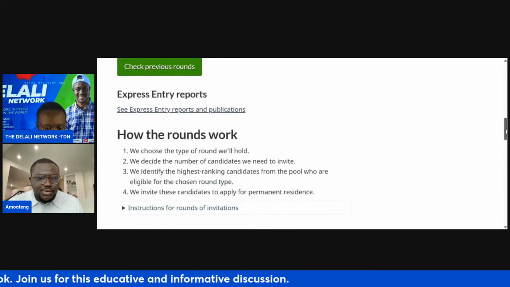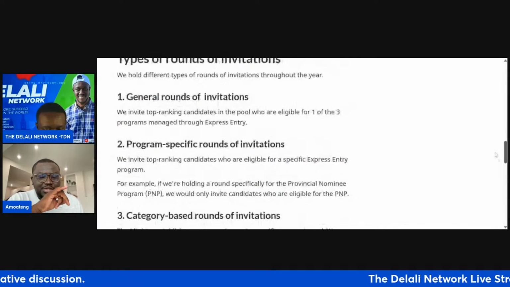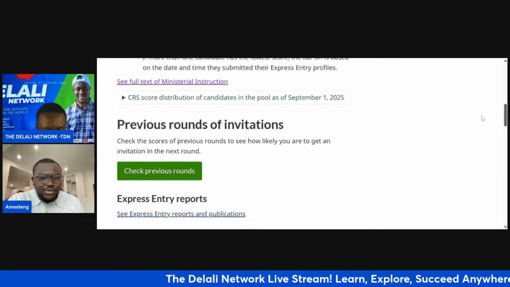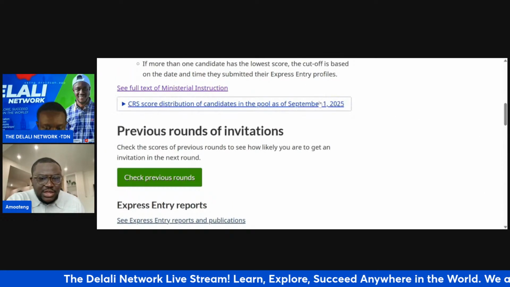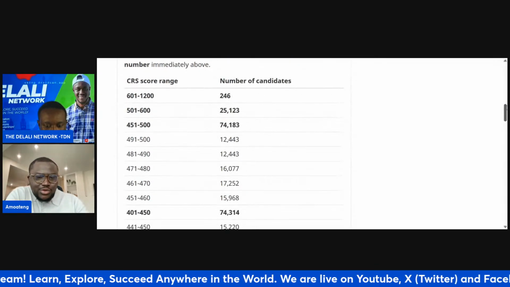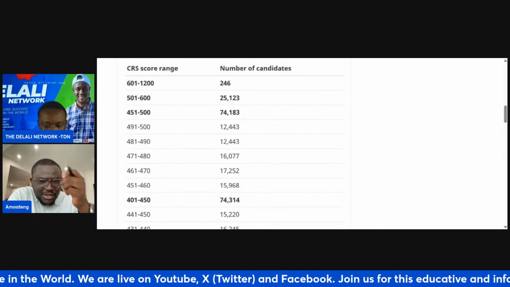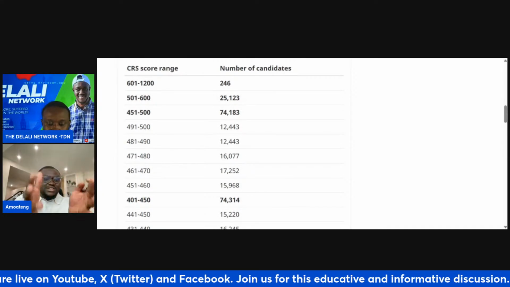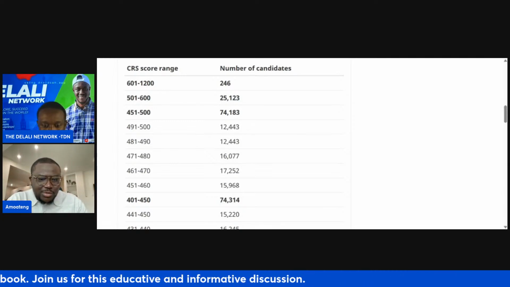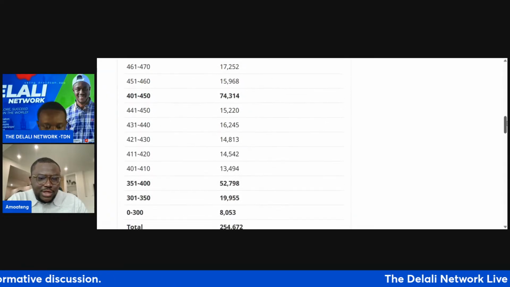Okay, so you can scroll up a bit. Up. Okay. So click on that thing. Yeah. Good. So they are showing you how the pool looks like. When everyone submits the profile, it goes here, and this is the distribution, like how the numbers look like. So scroll down a bit, scroll down, scroll down.